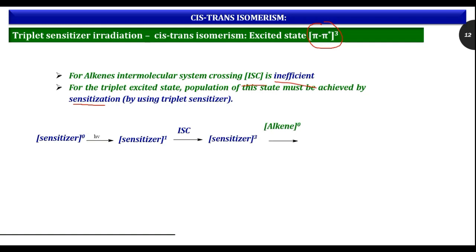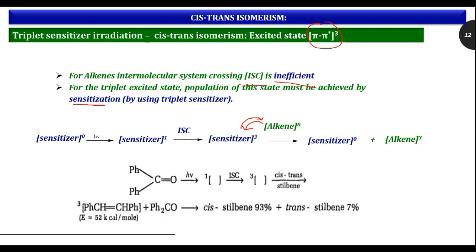That means this is going to collide with the alkene, and then these will interchange their energy levels. That means the sensitizer goes to the ground state level, and now the alkene undergoes a triplet excited state. So, for example, acetone and benzophenone are the best examples of triplet sensitizers. This is the triplet sensitizer.